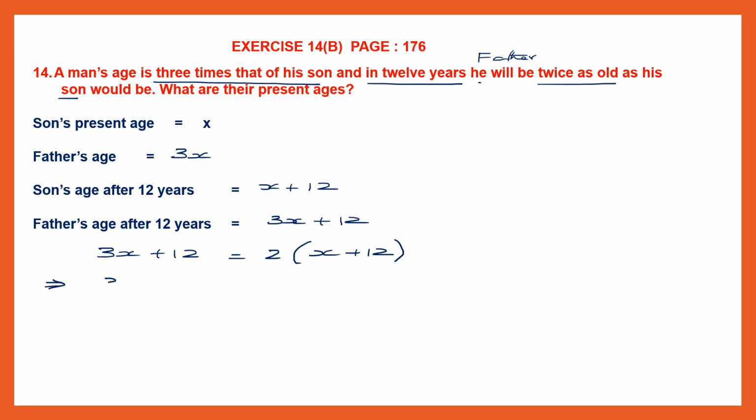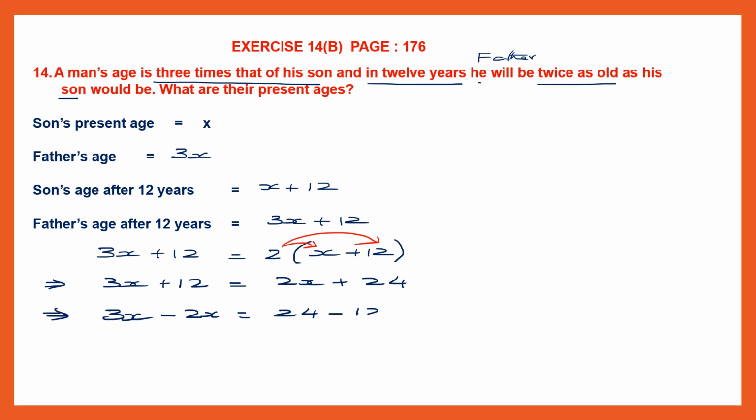So 3x plus 12 is equal to, now open your brackets, we have to multiply 2 into x and then 2 into 12. So 2x plus 24. Now let's solve for x. Let's bring all the x terms to one side. Here we have 3x. Bring the other x here, so it becomes minus 2x. Then here we have 24. Take 12 to the other side, it becomes minus 12. So 3x minus 2x is x and 24 minus 12 is 12.